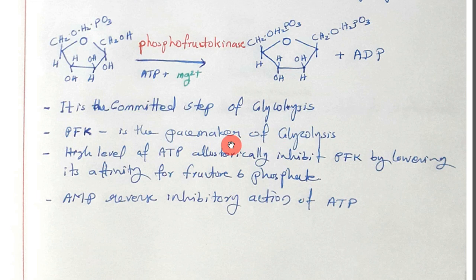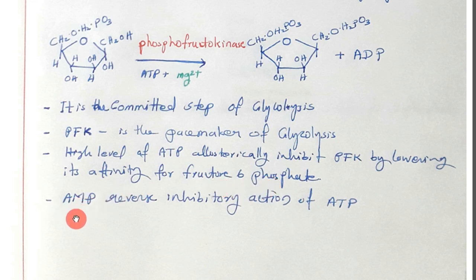So PFK will be active when there is a need for synthesis of energy or ATP, and if there is excess ATP, the excess ATP allosterically inhibits PFK, because excess ATP means there is no need for further continuation of glycolysis. Thereby, ATP itself acts as an allosteric inhibitor for PFK, and by its binding, it will lower the affinity for fructose 6-phosphate. PFK's affinity for fructose 6-phosphate will be lowered by excess ATP.